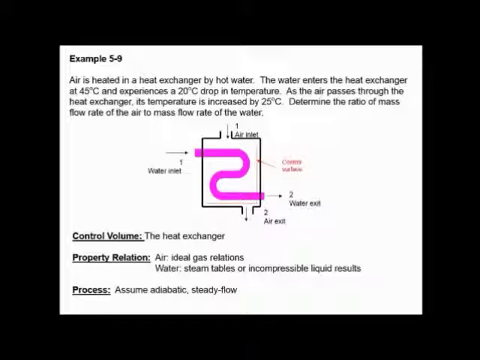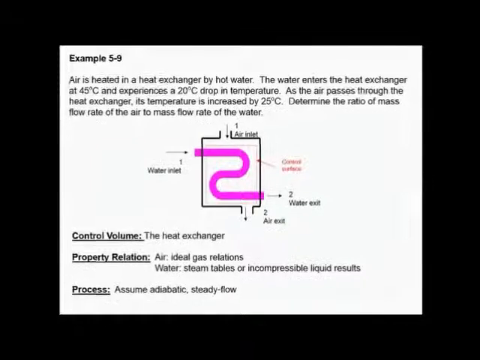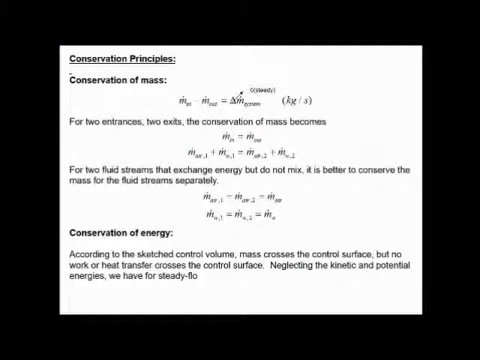In this case, the control volume is the device, that is the heat exchanger. The properties are the ideal gas properties and the water steam tables. The process is considered as an adiabatic process and steady flow. And we have two conservations, that is the conservation of mass and conservation of energy. For two entrances, two exits, the conservation of mass will be m air1 plus mw1 equals m air2 plus mw2. This is a device in which we have two entrances and two exits.